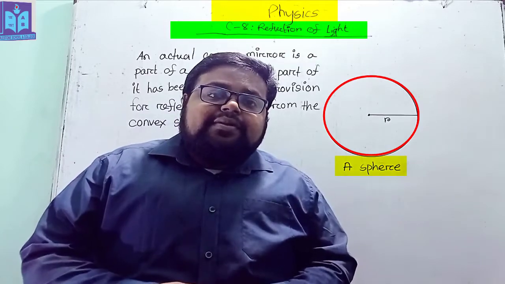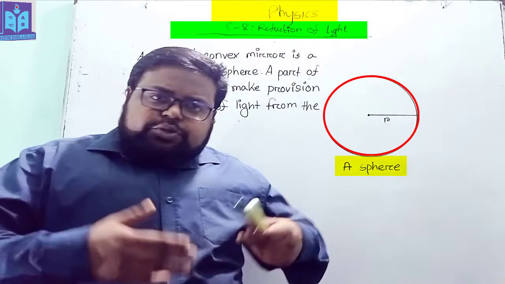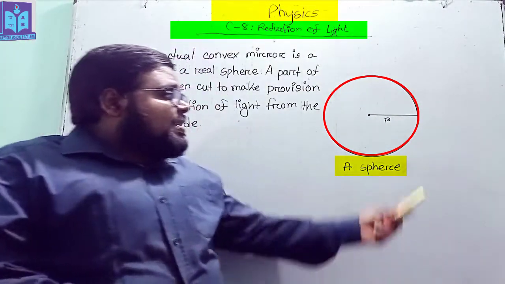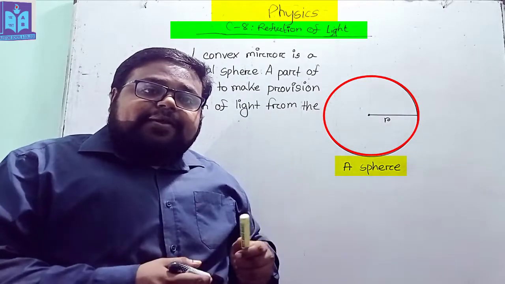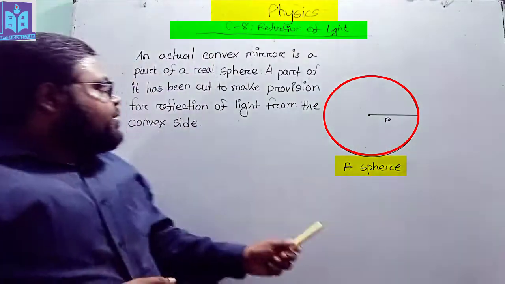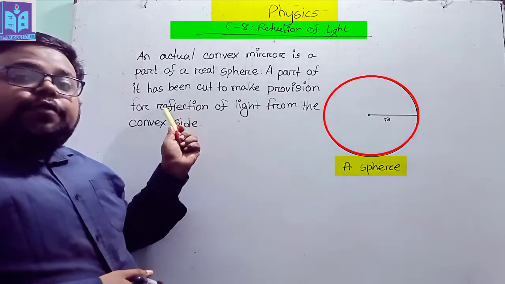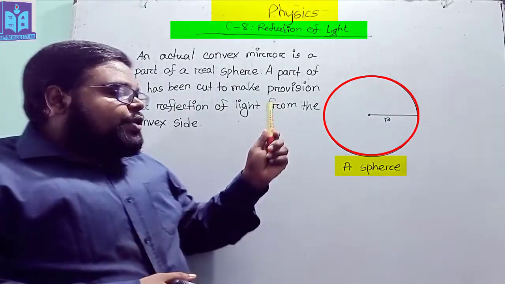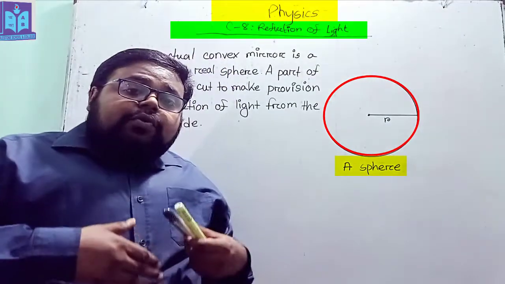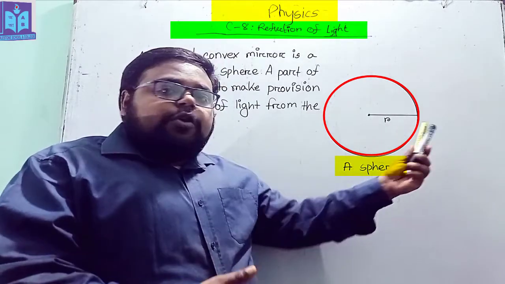Dear student, our today's first topic is what is convex mirror. Do you know a convex mirror is a part of a sphere? Here you can see that this is a sphere and the radius of this sphere is r, and a part of it has been cut to make provision for reflection of light from the convex side, that means that side. And now I will show you how the light rays reflect on a convex mirror.